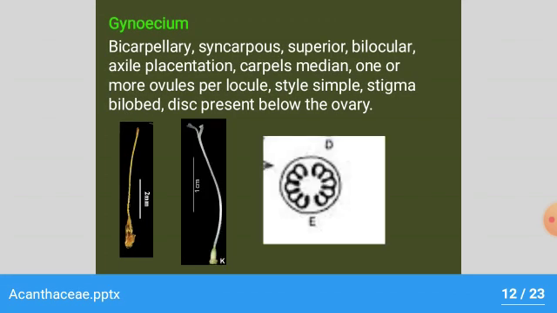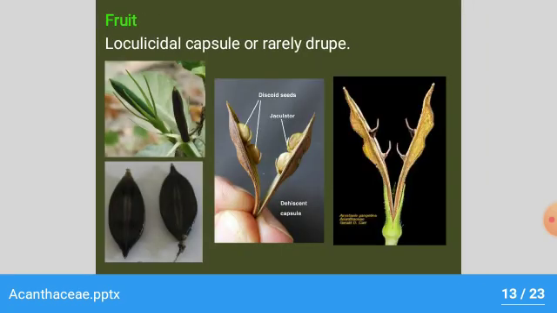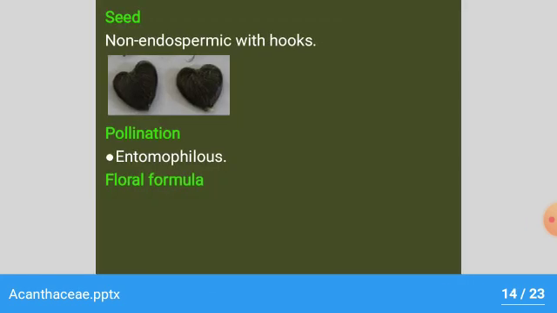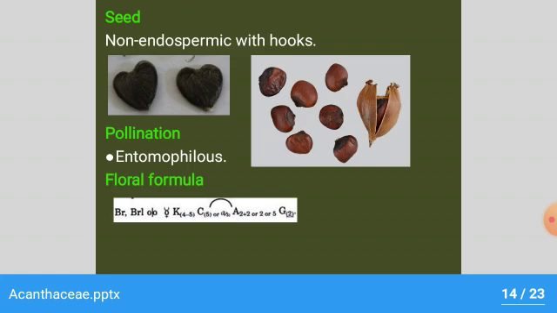Next one is the gynoecium, generally bicarpellary syncarpous condition. Ovary superior, then bilocular, axial placentation. Carpels median, one or more ovules per locule. Style generally simple, stigma bilobed, and disc present below the ovary. Fruit generally a loculicidal capsule, dehiscent, rarely drupaceous. You can see the Ruellia tuberosa capsule, Ruellia tuberosa and Barleria, etc. Seeds generally non-endospermic with hooks. Pollination is normally entomophilous.